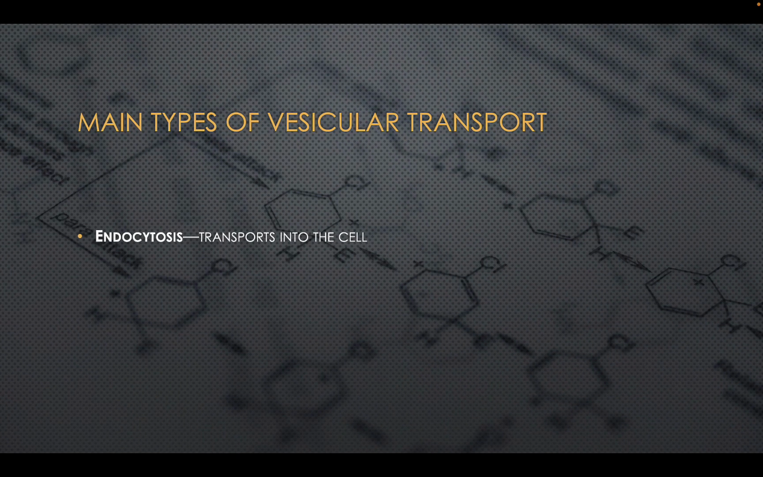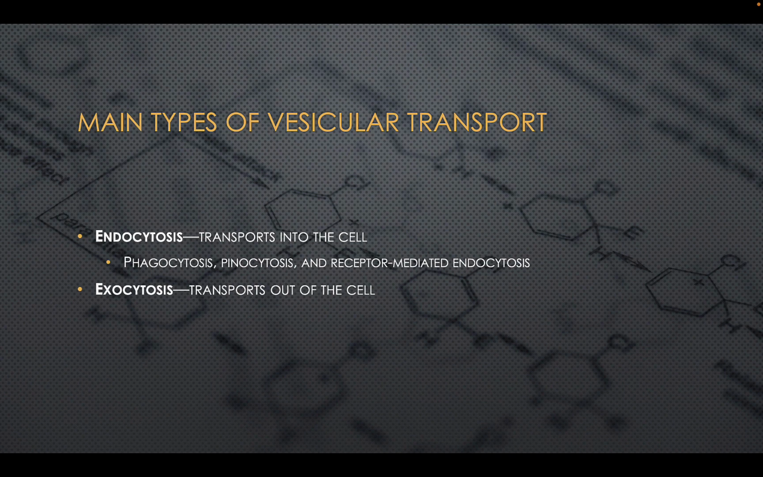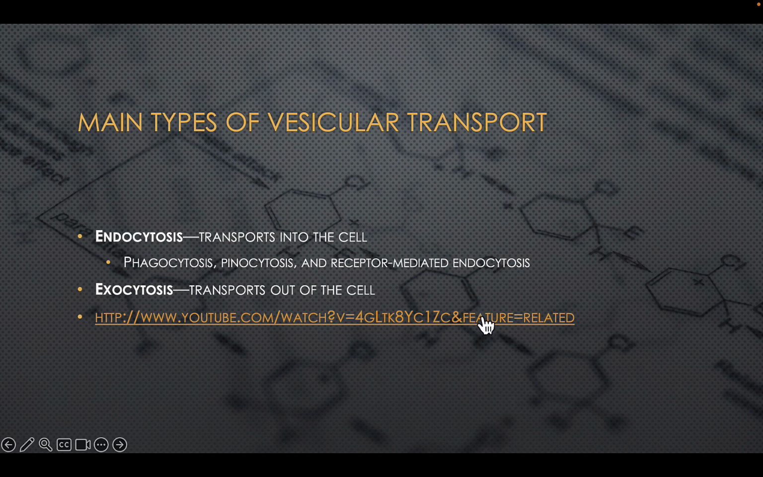So, the main types of vesicular transport would include endocytosis, with endo meaning going into the cell. And these would include, and we'll go over these, phagocytosis, pinocytosis, and receptor mediated endocytosis. And then if we have to transport something out of the cell, this is going to be exocytosis, with exo meaning out. All right, so let's watch a quick video about each of these processes.